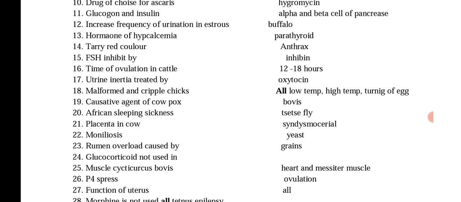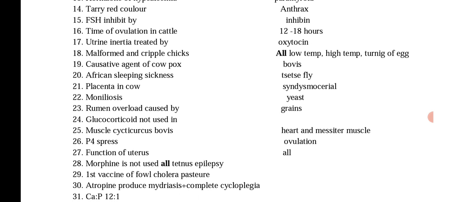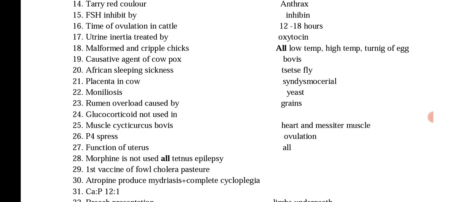Hormone of hypocalcemia is parathyroid hormone. Tar red color blood is seen in anthrax, which is caused by Bacillus anthracis. FSH is inhibited by inhibin hormone. Time of ovulation in cattle is 12 to 18 hours.